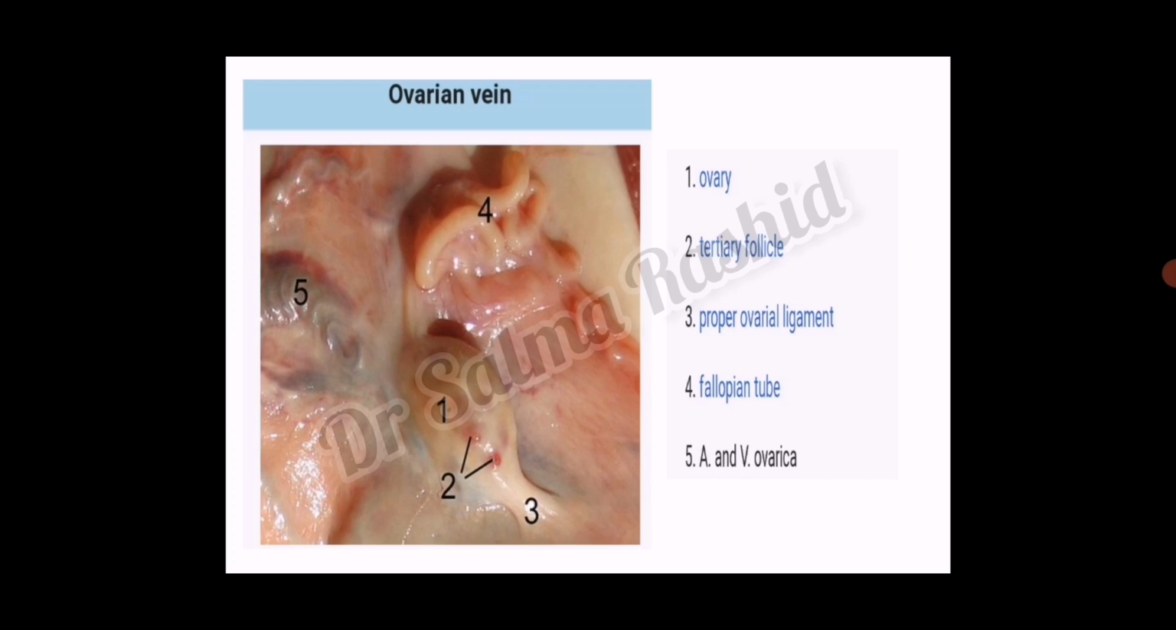This is the diagrammatical presentation. Number 1 shows ovary, number 2 are tertiary follicles, number 3 is ovarian ligament, number 4 is fallopian tube, and number 5 shows ovarian artery and vein.